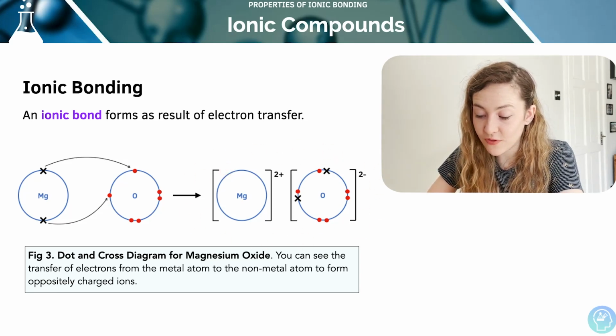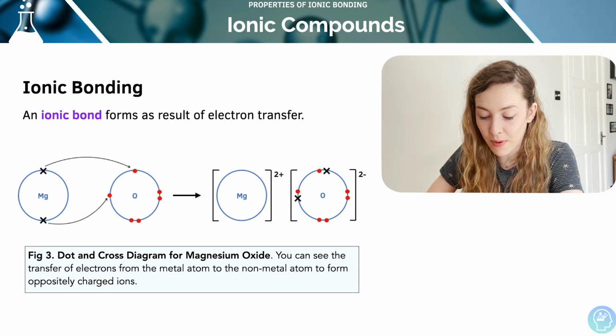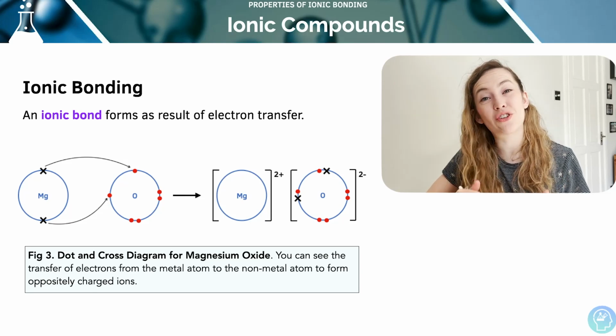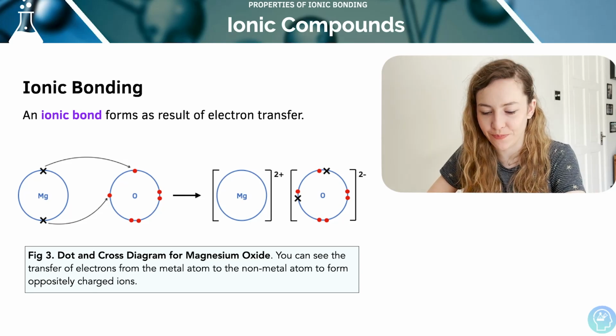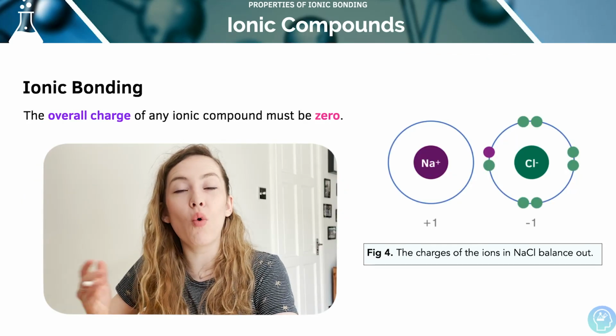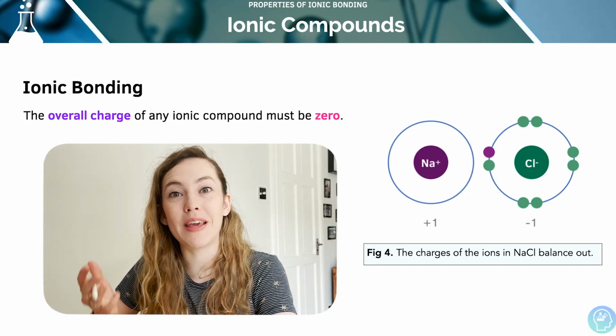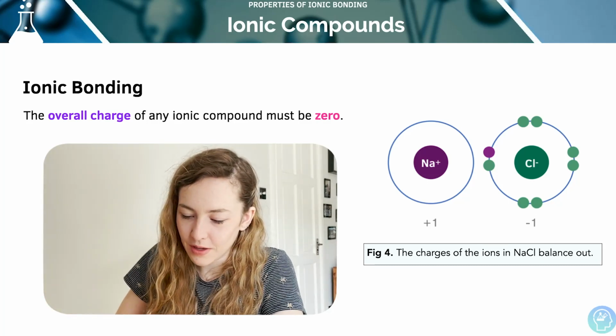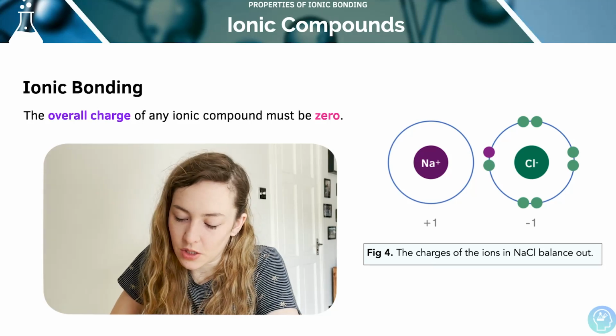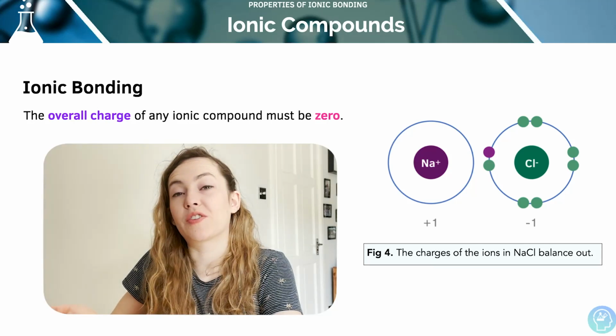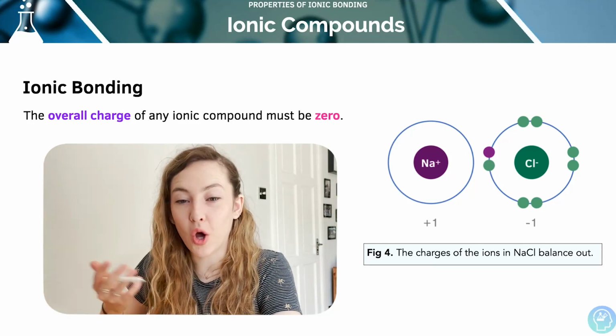The transfer of electrons between the metal and the non-metal results in the formation of those oppositely charged ions, and they're strongly attracted to each other. That's the electrostatic force of attraction. And the overall charge of an ionic compound has to be 0. Obviously we can have polyatomic ions, for example, where the overall charge is not 0, but for an ionic compound, it's going to be 0.